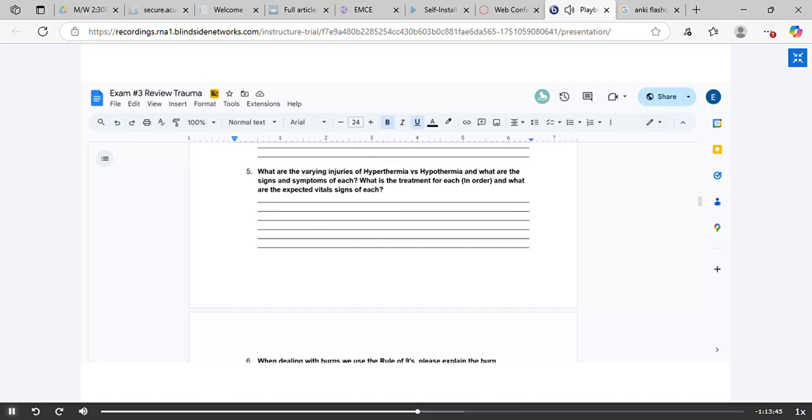They'll also be complaining of a headache. Their skin will be flushed, warm, but still wet and diaphoretic because they're able to sweat.